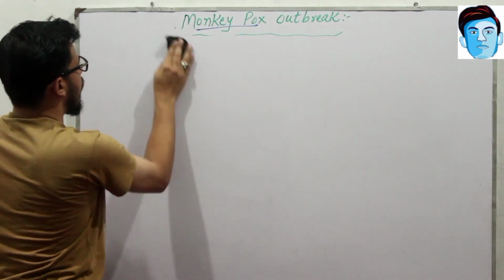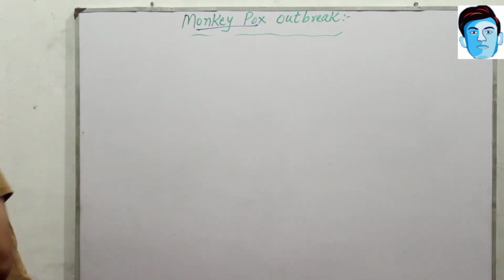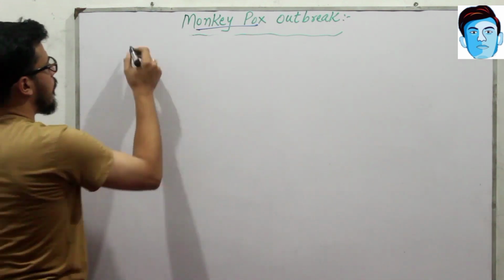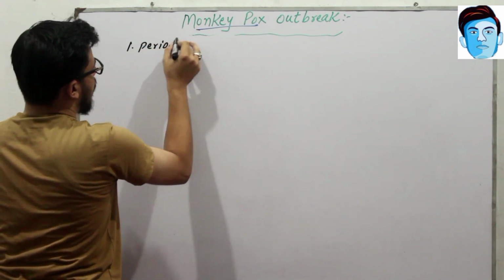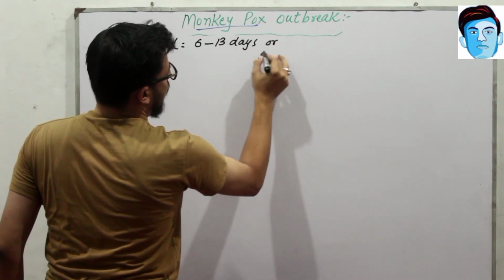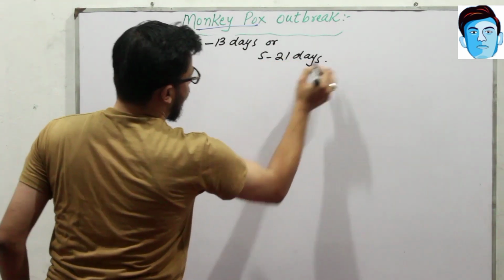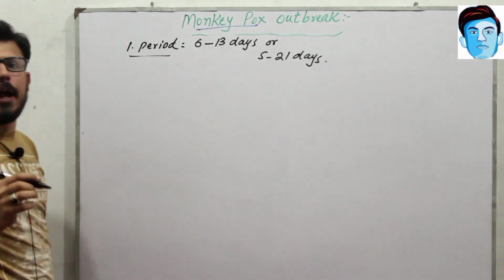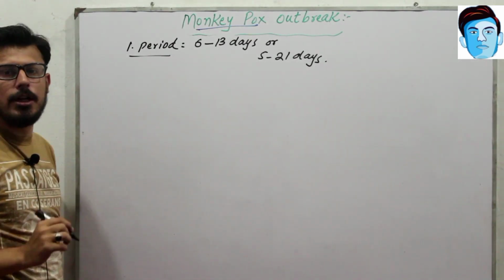Now let's discuss the pathogenesis and certain clinical presentation of a patient if someone is suffering from monkeypox. Now, what is the incubation period of monkeypox? The incubation period of monkeypox is 6 to 13 days or 5 to 21 days. Now, what is incubation period? Incubation period is the interval between infection and appearance of clinical presentations.